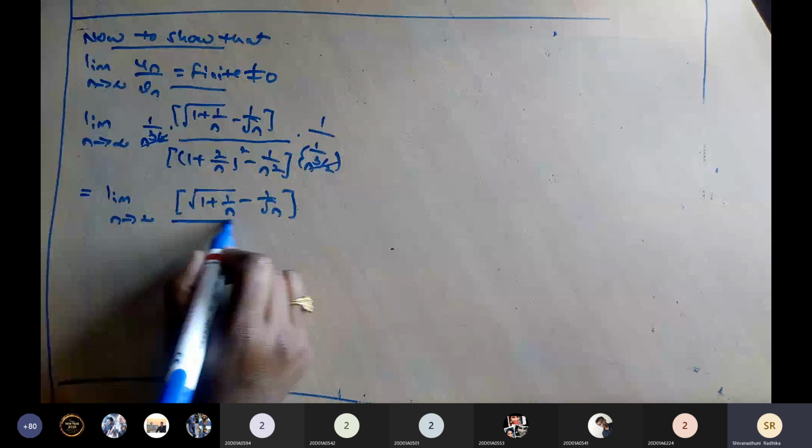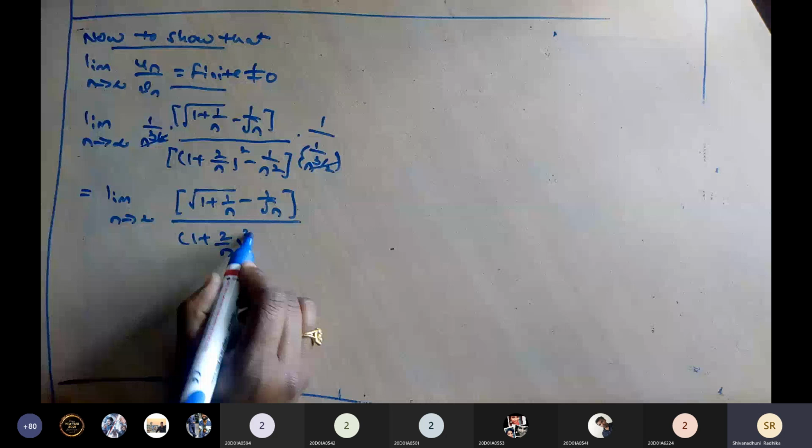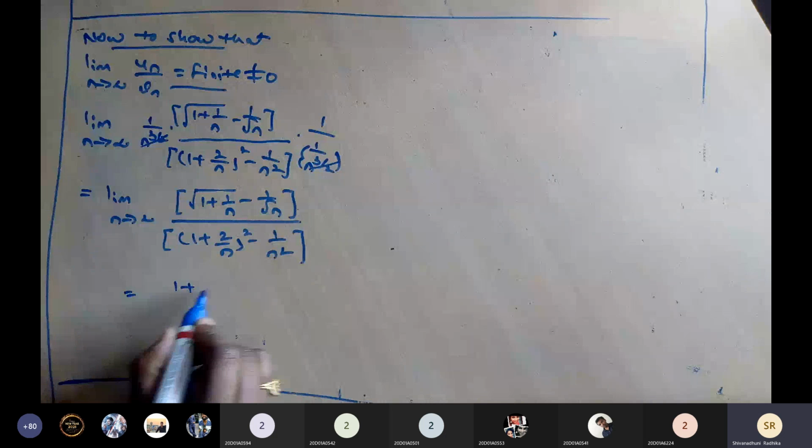Now we are going to substitute the infinite value. So listen, under root of 1 plus 1 by infinity minus 1 by root infinity, by 1 plus 2 by infinity whole square minus 1 by infinity square. Is it clear, all of you?